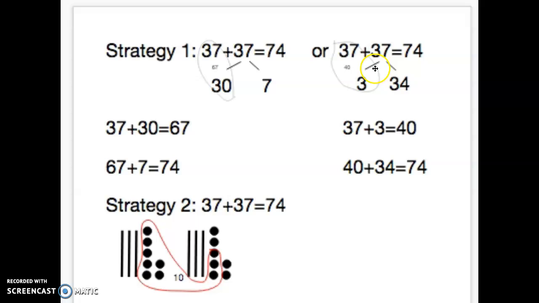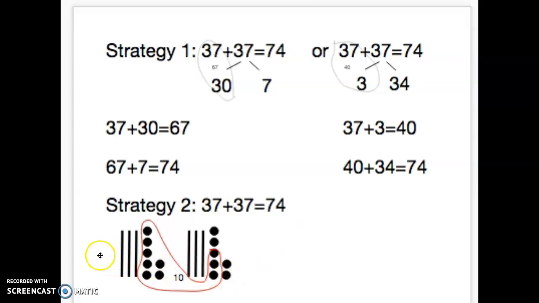Or I can decompose the 37 into 3 and 34. Because remember, 34 plus 3 gives you 37 again, okay? So if I circle 37 plus 3, that's going to give me the next 10, which is 40. 40 plus 34 equals 74.